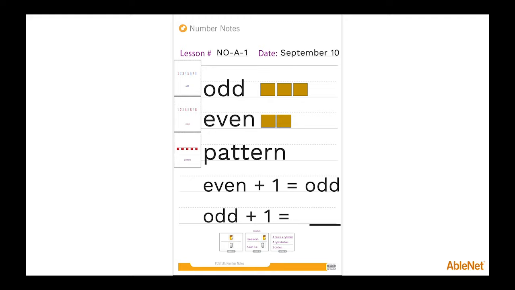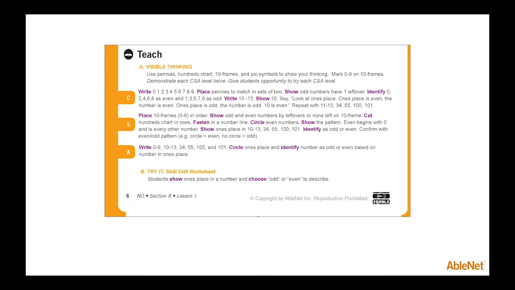If a student does not write in a typical way, know that drawings, pic symbols, and manipulatives are all acceptable ways to write on the number notes poster. You can look to the Action Dictionary for more ways to support your students with writing. The next part of the lesson is Teach.